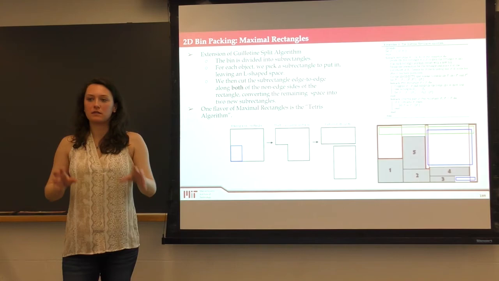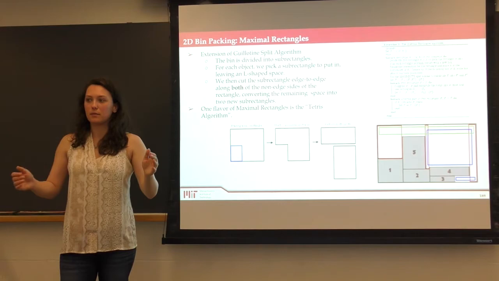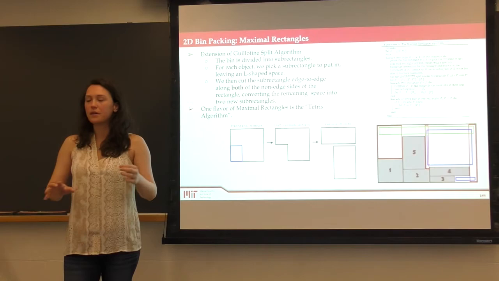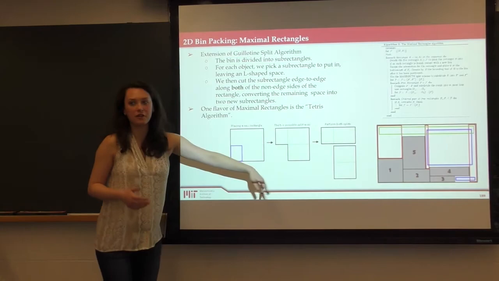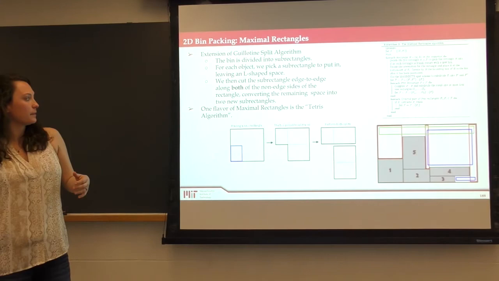So instead of knowing, as in the 1D example, that you have 3 or 4 bins of size 7 and you can just fit objects in as they come, you went from having one bin of a given area to now having 2 bins, each of a fraction of that area, and those are the things that you keep track of. So it gets pretty expansive quite quickly. And one flavor of these is actually the Tetris algorithm.